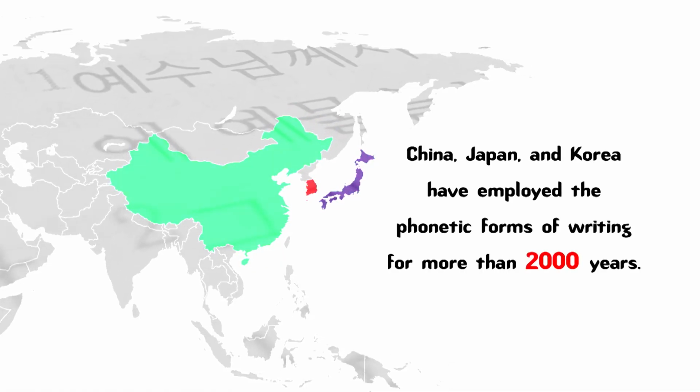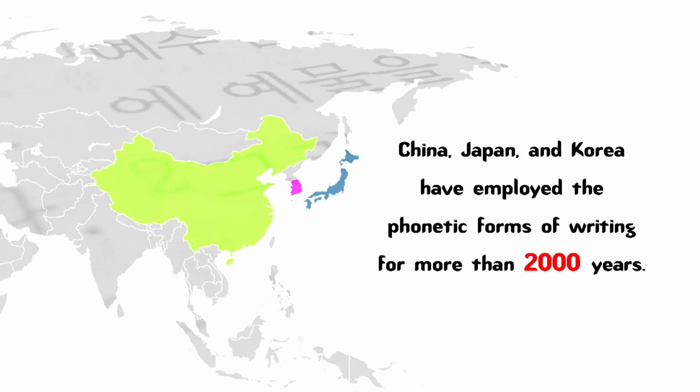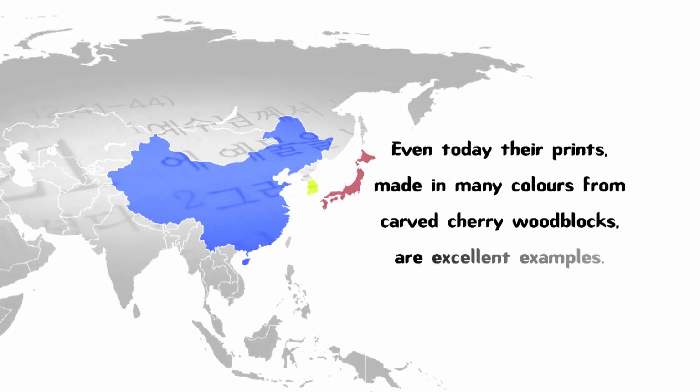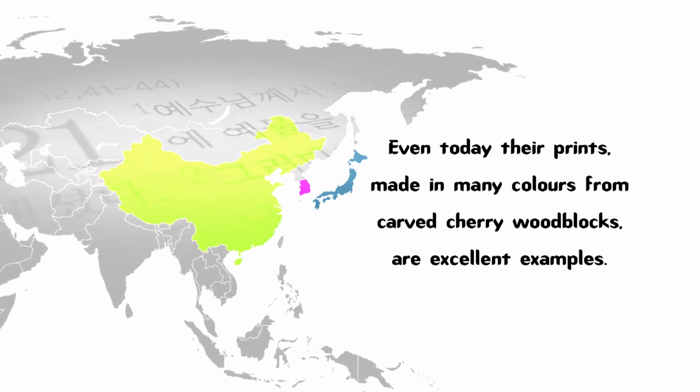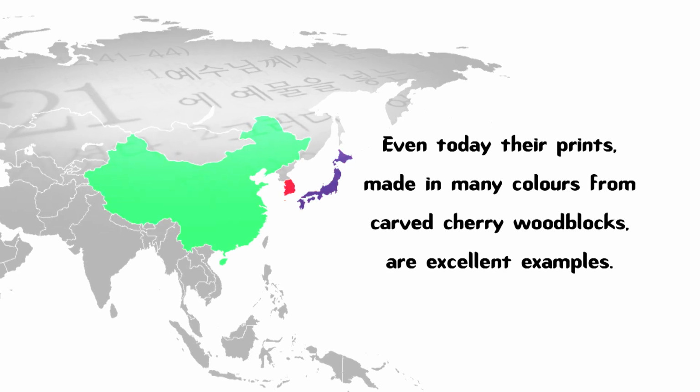China, Japan and Korea have employed the phonetic forms of writing for more than 2000 years now. Even today, their prints, made in many colors from the carved cherry wood blocks, are excellent examples.